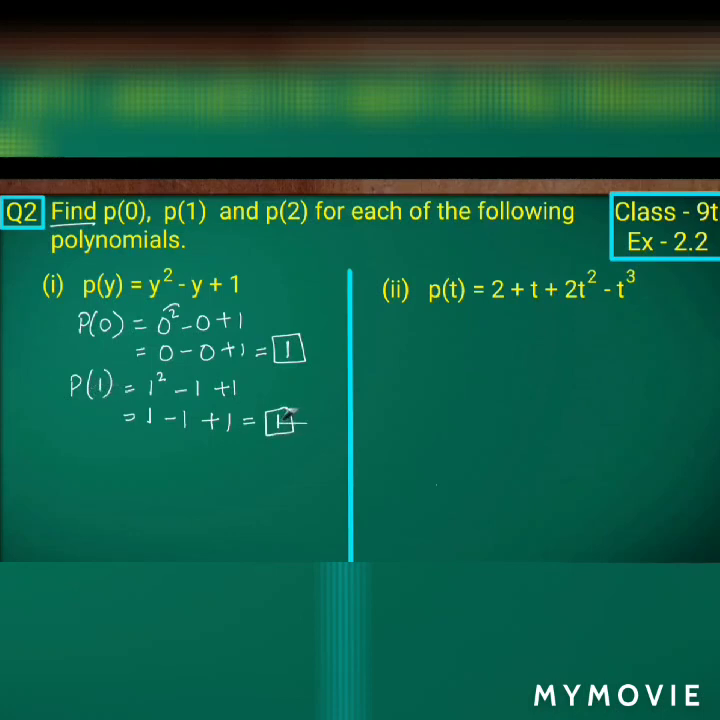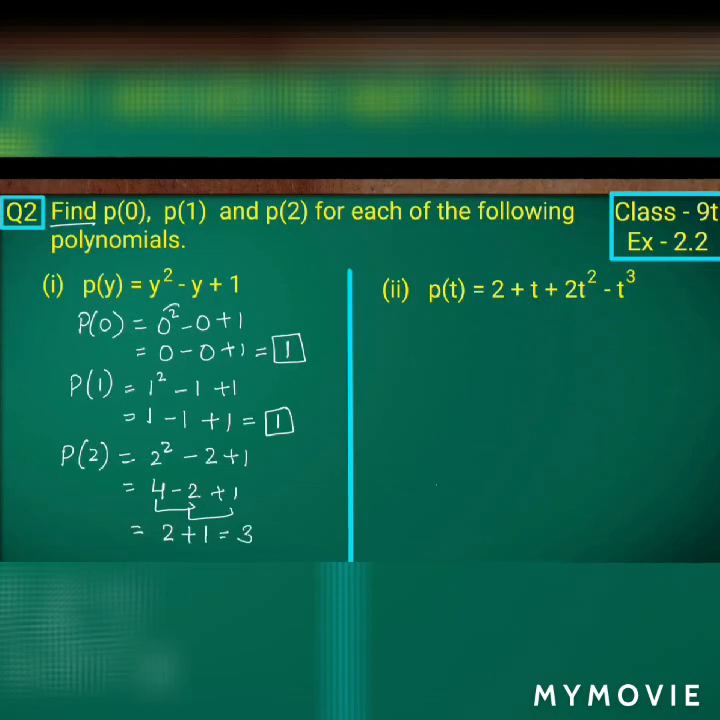In the same way, now we have to find p of 2. In the place of y, we have to substitute the value 2. p of 2 is equal to 2 square minus 2 plus 1, isn't it? 2 square is what here? 4 minus 2 plus 1. So obviously 4 minus 2 is 2, plus 1, isn't it? So what it will give is 3. Obviously we got the value p of 2 is 3. So this is how we have to find the values of the polynomials for the particular values.